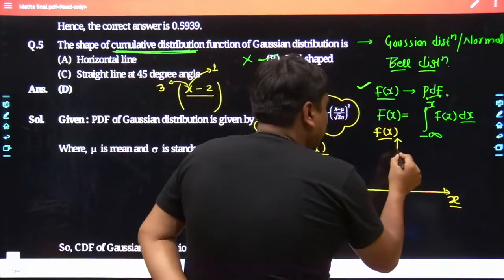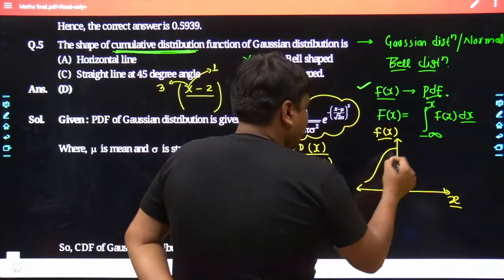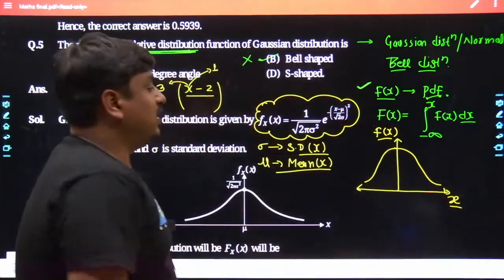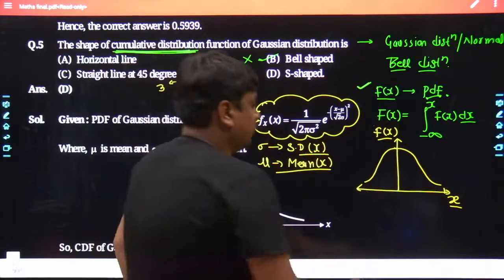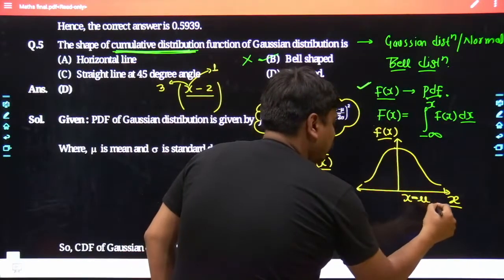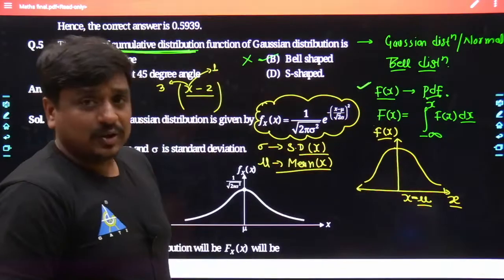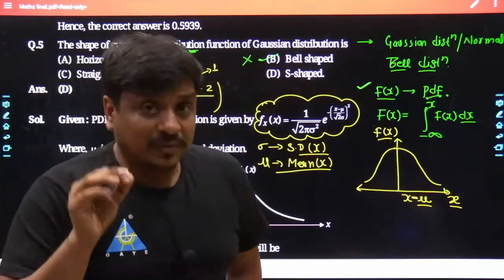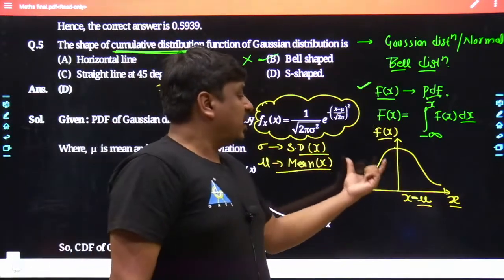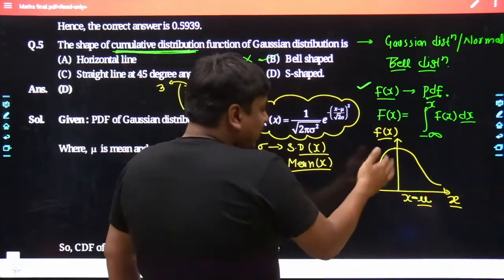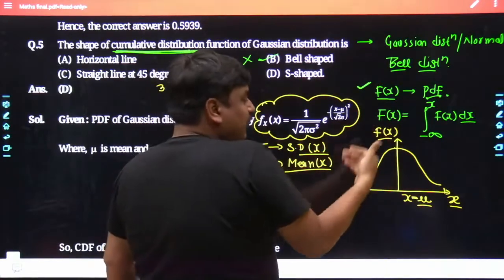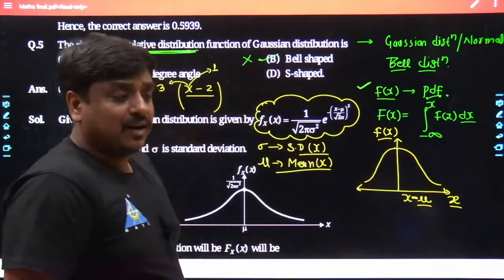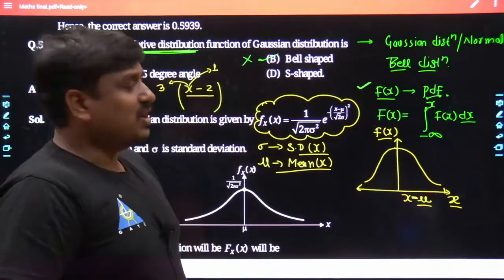If you talk about the probability density function, obviously it is bell-shaped and symmetric around the x equals mu axis. The complete area occupied by the PDF is 1, and as it is symmetric around x equals mu, half of the area would be covered towards the lesser values of mu, and similarly half of the area would be covered towards the higher values of mu. So till this point each and everything is clear.